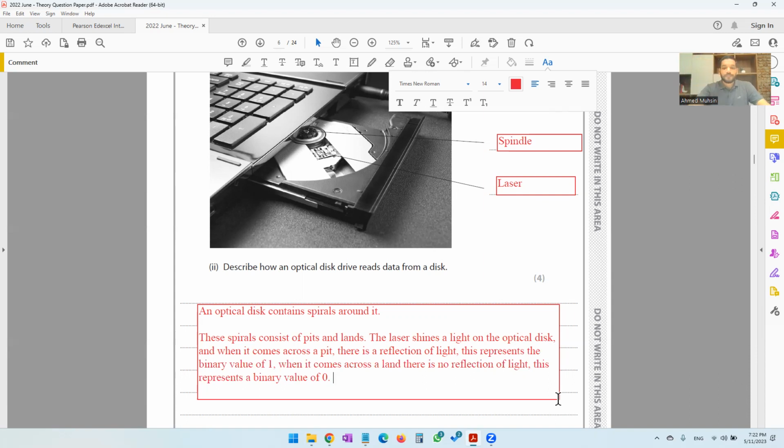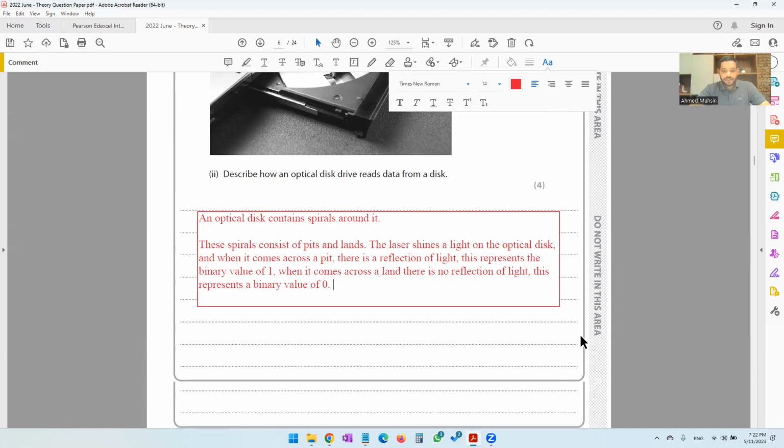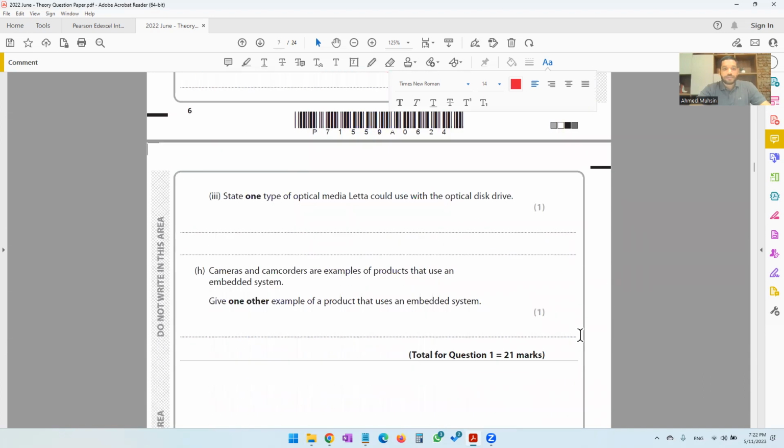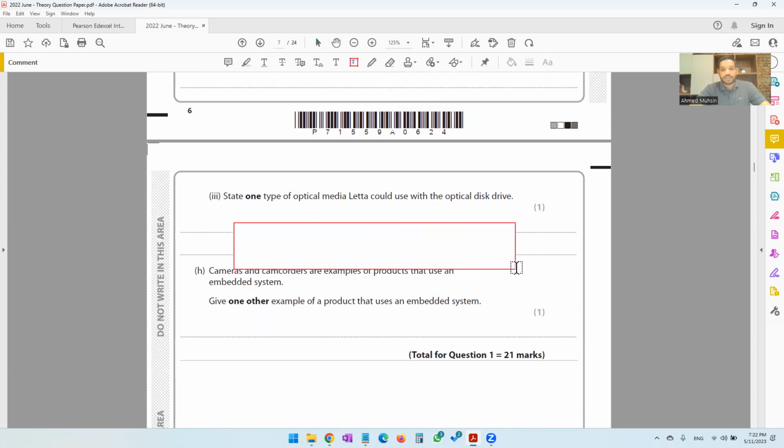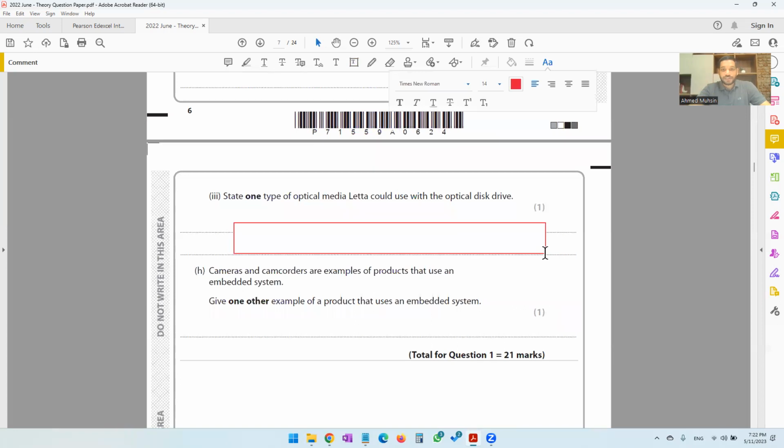Right. Moving on to the next question. It says state one type of optical media LETA could use with the optical disk drive. When it comes to optical media, the types of storage devices we have are three. You have CD, DVD, and Blu-ray. So you can talk about any one of them. CD is compact disc, DVD is digital versatile disc, and the third option is Blu-ray.